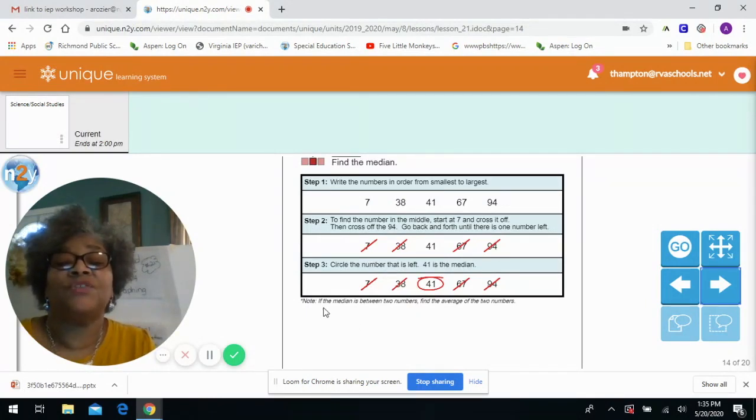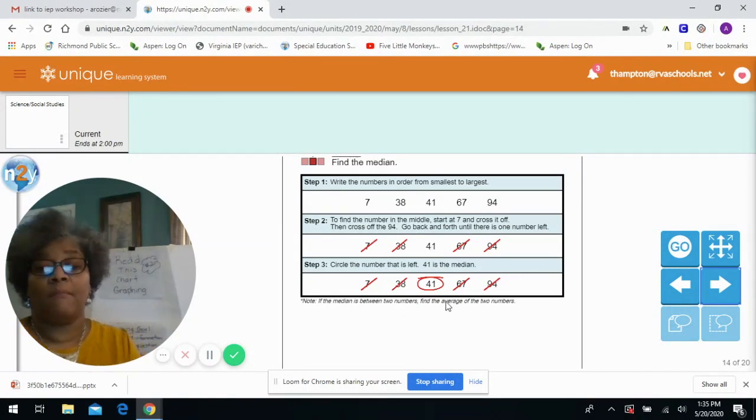So it says, note, if the median is between two numbers, find the average of the two numbers. So for example, if you have 6 numbers, if you had another number right here, you would take that number plus the 41 and you would divide it by 2. And then that would give you your new median number.